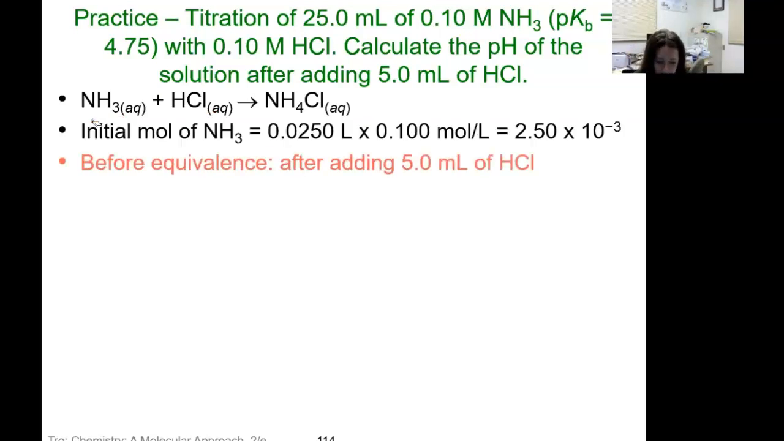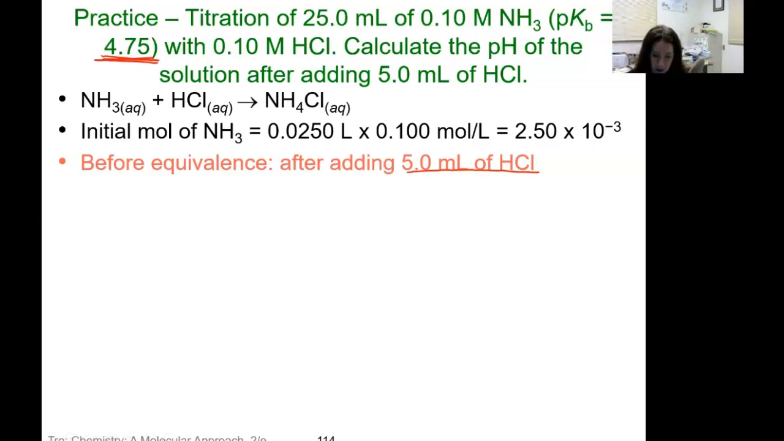Okay, so that means, now how can we tell where we are? We're before our equivalence point, we're adding 5 milliliters of our HCl. So if we're adding 5 milliliters of HCl, hold on, did I give you the Kb? Okay, good, I gave you your Kb. You're going to need this.